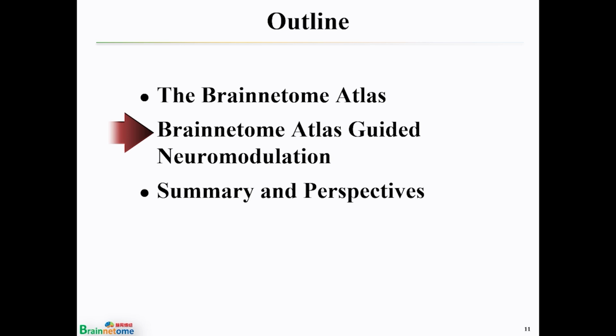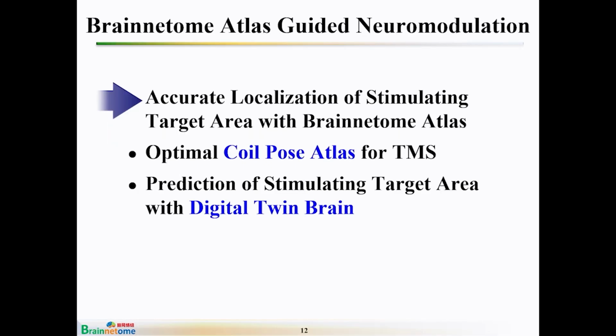Now, I'll try to show you how to use the Brainnetome for neuromodulation. First, I'll talk about how to find the accurate localization of stimulation target areas using the Brainnetome. Then we also talk about how to find the optimal coil posture, especially for TMS. Besides finding target stimulation regions, you also need to decide which posture to use for each region. This is a very difficult topic.